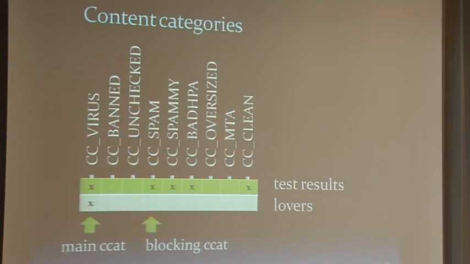these are ordered by priority. So when you ask, what is the main content category of this message, you take the topmost from this list. In this case, it is virus. You say, this mail is virus, is infected. It is also spam. It also has a bad header, but it's not important.